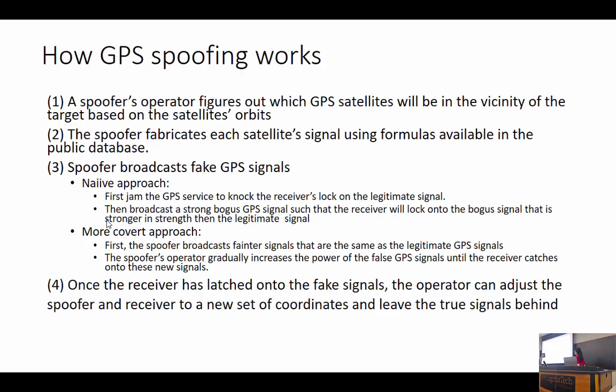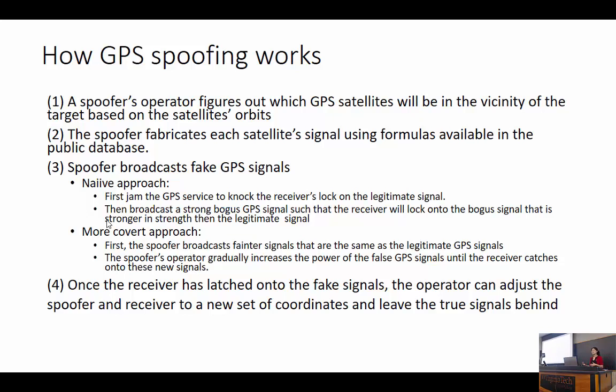So I would like to elaborate a little bit more on how GPS spoofing works. A spoofer operator first needs to figure out which GPS satellites will be in the vicinity of the target. Based on the satellites' orbits, which are known, he can predict at a particular moment which satellites will be visible to a particular GPS receiver. Then the spoofer will calculate each satellite's signals using formulas available in the public database. And then the spoofer broadcasts the fake GPS signals.